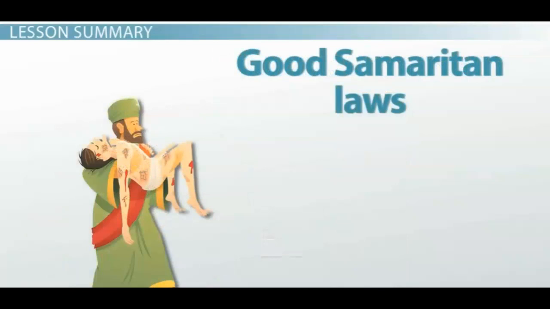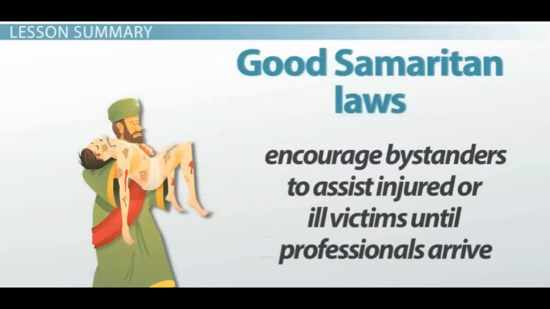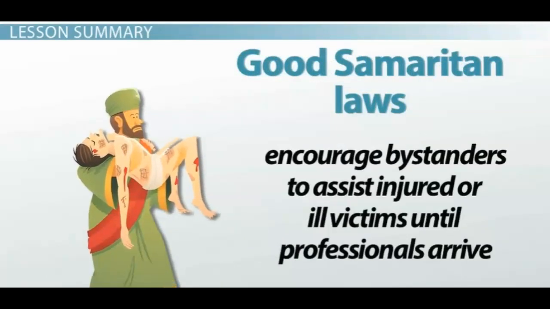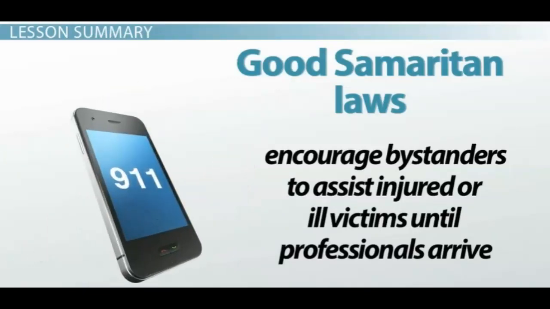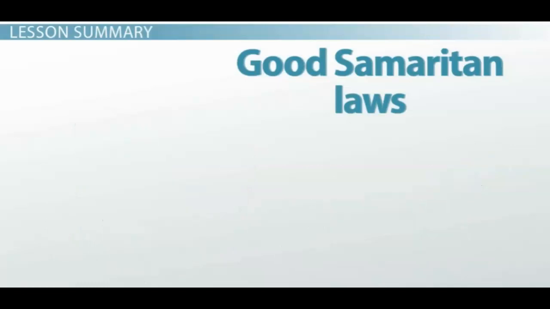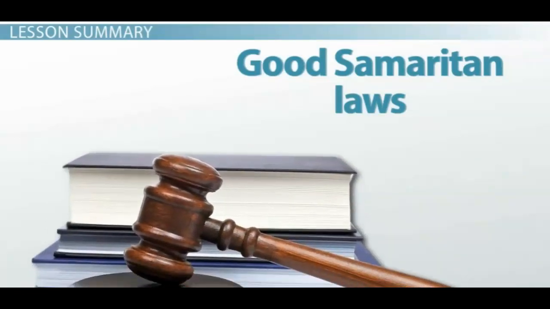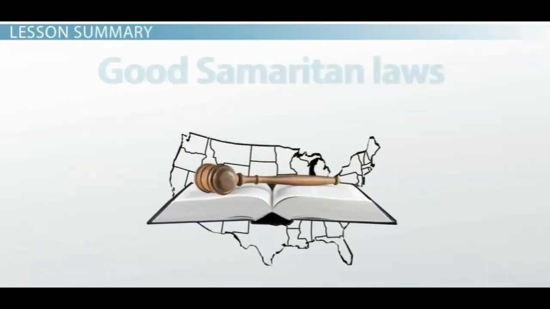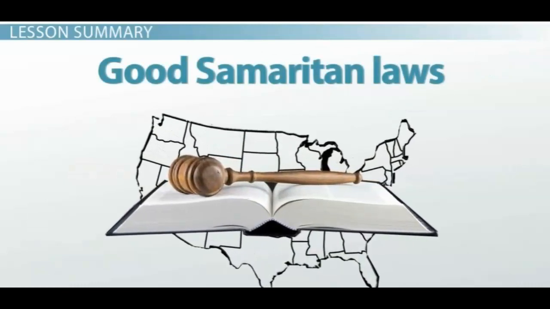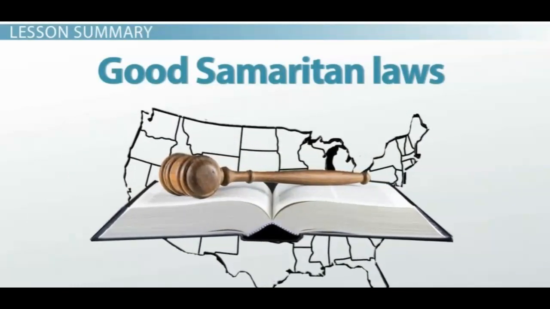Good Samaritan laws. The purpose of the Good Samaritan laws is to encourage bystanders to assist injured or ill victims until professionals arrive, at the very least to call for help. If there is some protection from liability in case the would-be rescuer makes a mistake, the victim is more likely to get the assistance he or she needs. These laws are different in every state and every country. It's important to know what the Good Samaritan laws are in your locality.